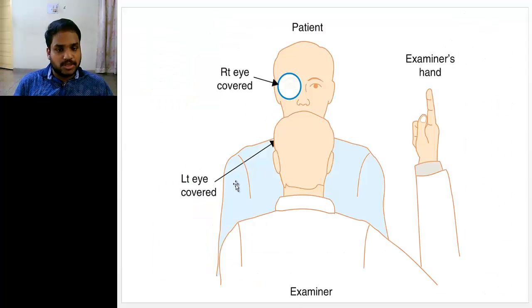So this is how you check the visual field of the patient. If you are checking the visual field of the left eye, you have to ask the patient to cover the right eye with his hand. You have to cover your left eye with your left hand, and with your right hand you have to bring the hand from all the 4 quadrants and check if there is any visual field deficit. Fine. So that is the optic nerve.